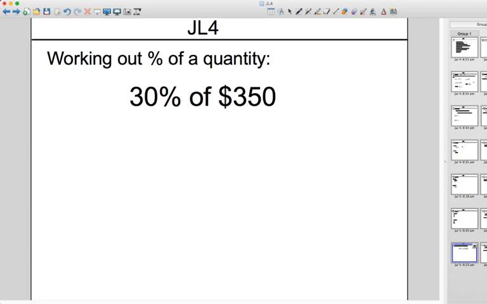So, percent means out of 100. So I can write underneath here 30 over 100. And I can write $350 here. That doesn't change. What does change is this word. Any ideas what of means? Of means multiply.